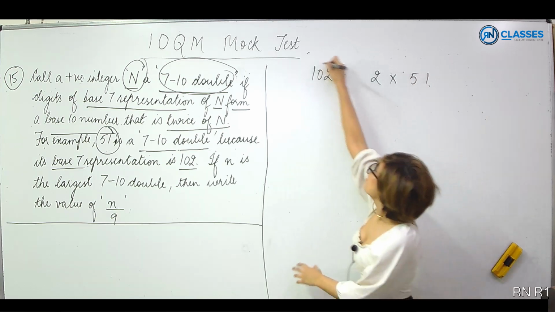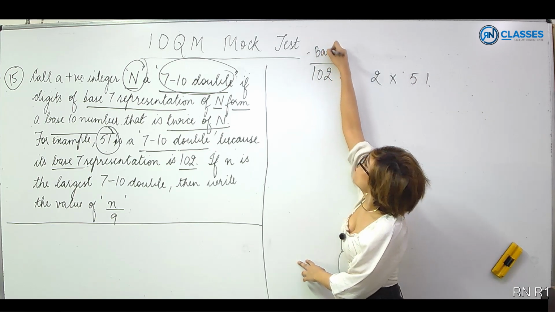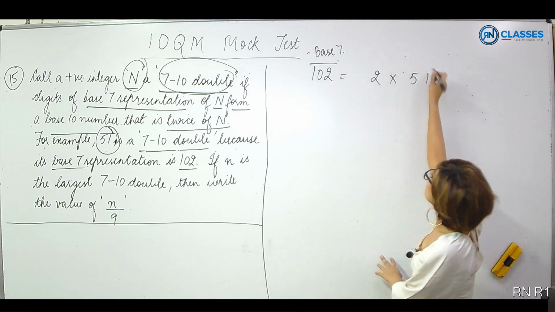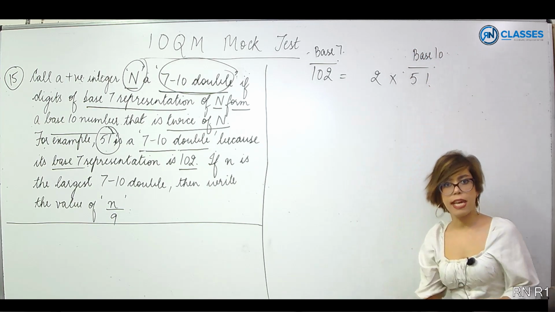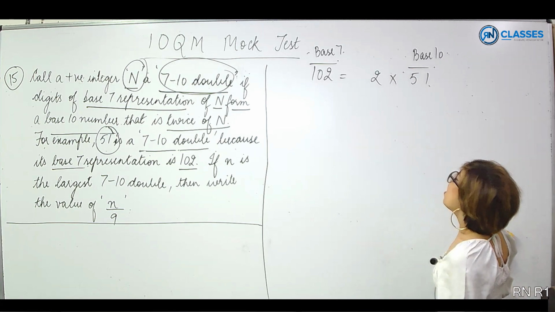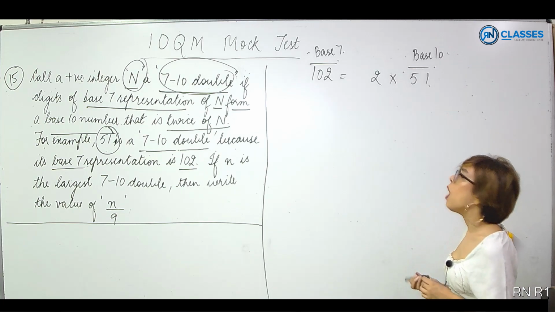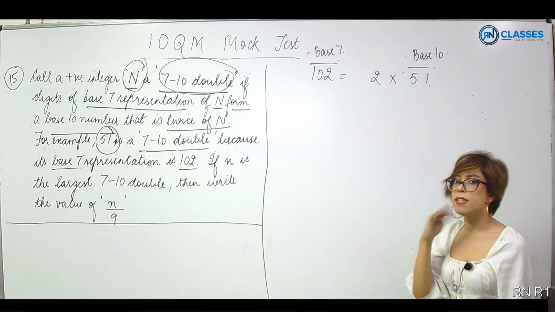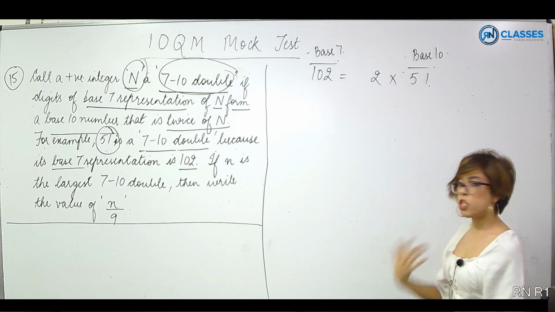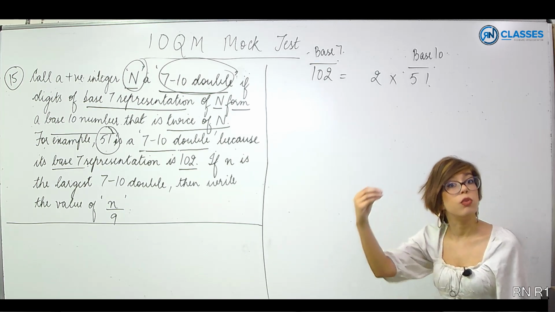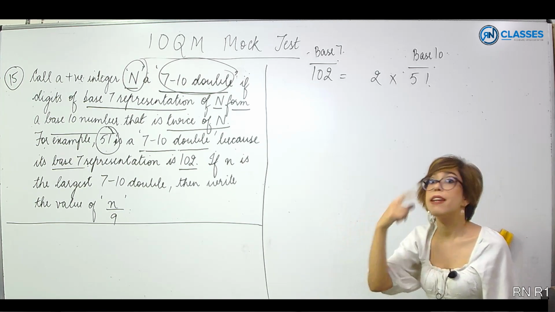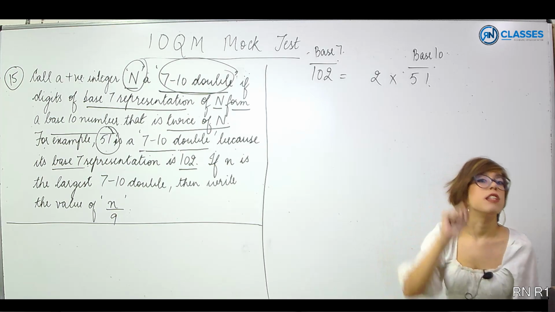I can write 102 as 2 into 51. Now, this is base 7, just to be clear, and this is base 10, just to be clear. Now, how do I talk about the numbers where the base is 7? In the traditional sense, in the decimal system, we know the placeholders: 10 raised to 0 is the unit place, 10 raised to 1 is the 10 place, 10 raised to 2 is the 100 place.